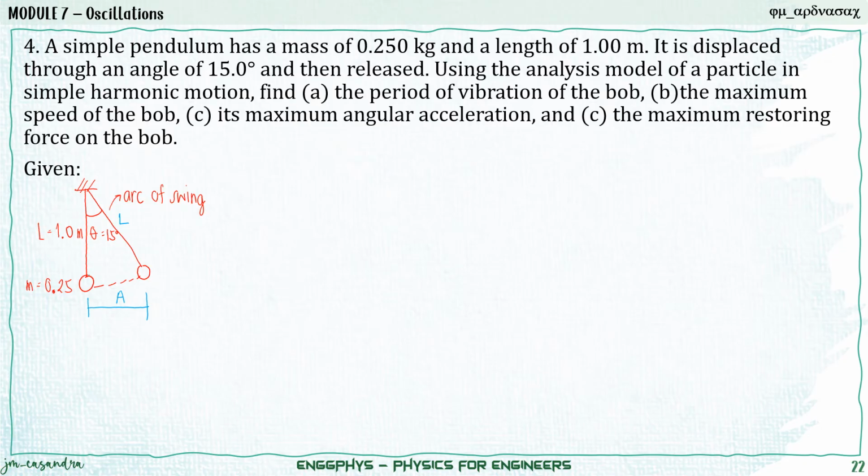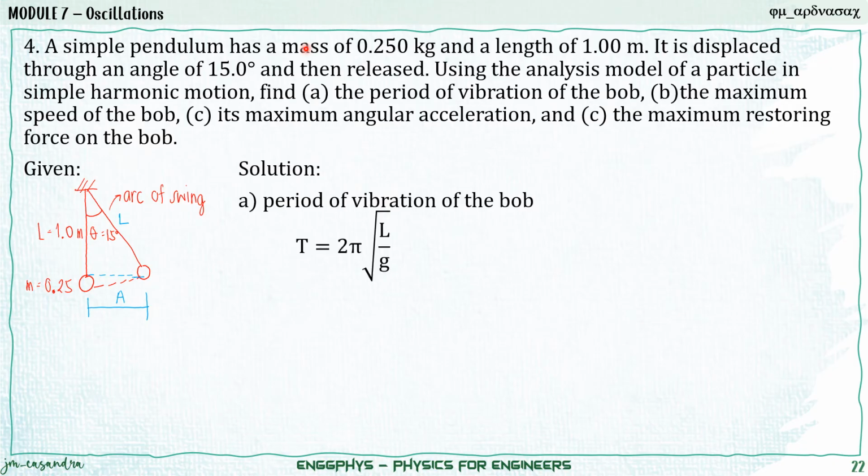So basically, when we are going to analyze, we'll assume since that this is also our arc of swing. Okay? So given now these values, we can now solve for our first unknown, the period of vibration. So for simple pendulums, we have a direct solution of the pendulum, which is now T is equal to 2 pi times the square root of L over g.